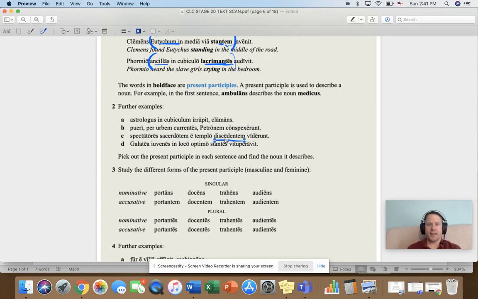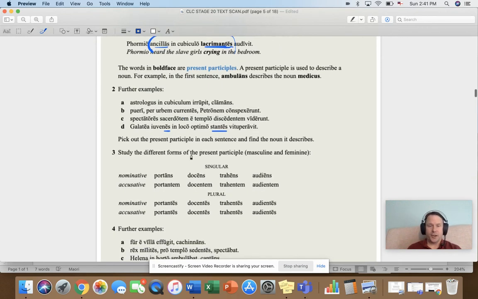Okay, let's look at D, everybody. So, Galatea, iuvenes in loco optimo stantes vituperavit. All right, pick out the participle, pause it. Hopefully we figured out stantes is the participle. It's got that ES ending, so I know it's plural. I know it's either the nominative or the accusative. And lo and behold, Galatea? No way. That's only one person, right? Galatea is singular. Can't be describing Galatea with stantes. Not going to happen. Iuvenes, though. Look at that. They even have the same ending this time. That's kind of nice. So Galatea scolded the young men standing in the best spot.